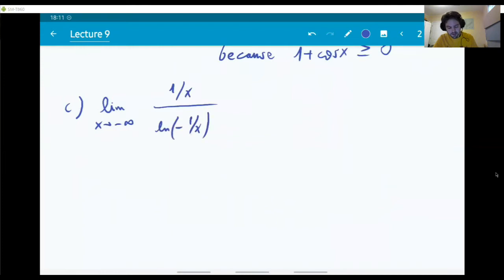This now is just a matter of understanding what these functions are doing. For example, 1 over x. As x approaches either minus infinity or plus infinity, 1 over x is becoming 1 over infinity, or minus infinity, but that's always a 0. All right, so at the top, we just have a 0.